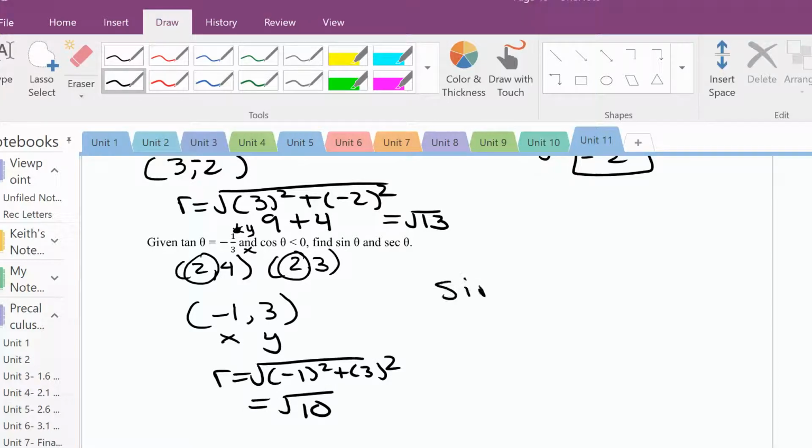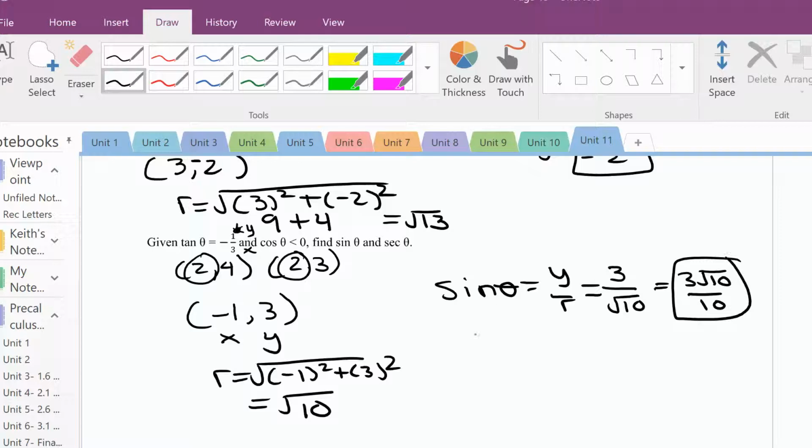So if I'm finding the sine, remember sine is y over r. So it's equal to 3 over rad 10, which is 3 rad 10 over 10. And the secant, which is r over x, so it's rad 10 over negative 1, which is negative rad 10.